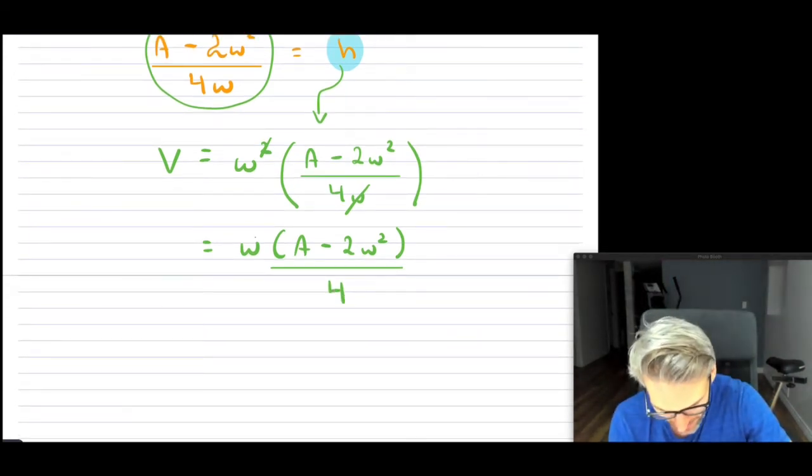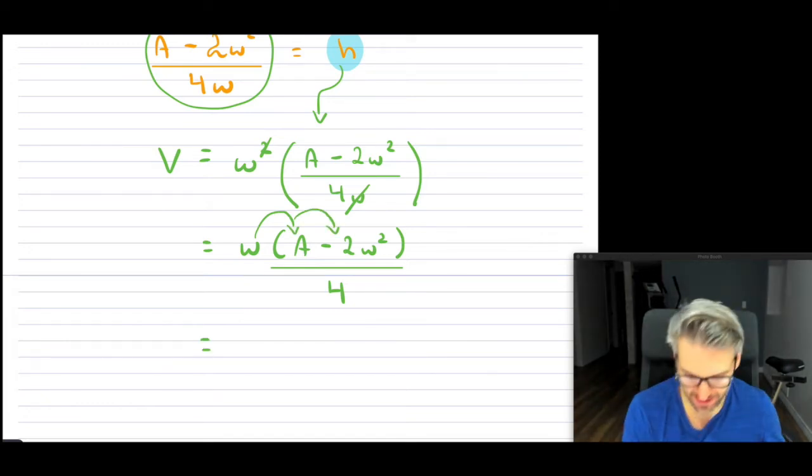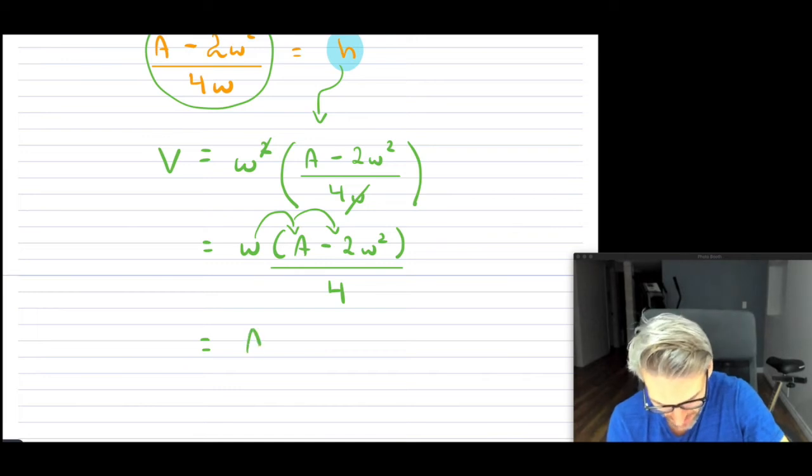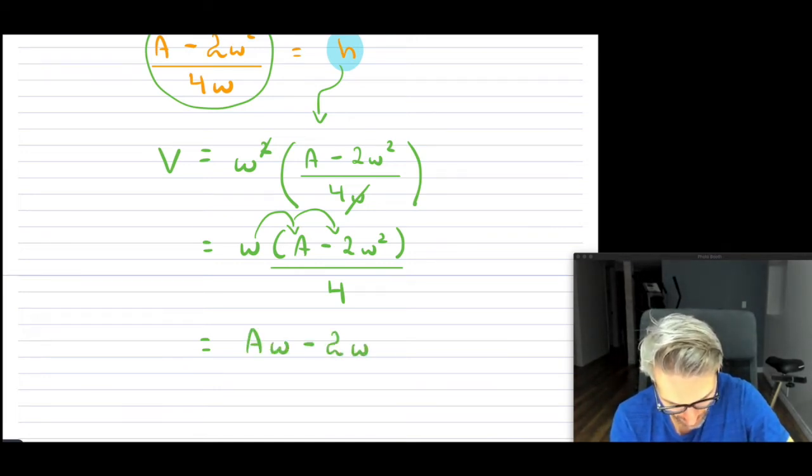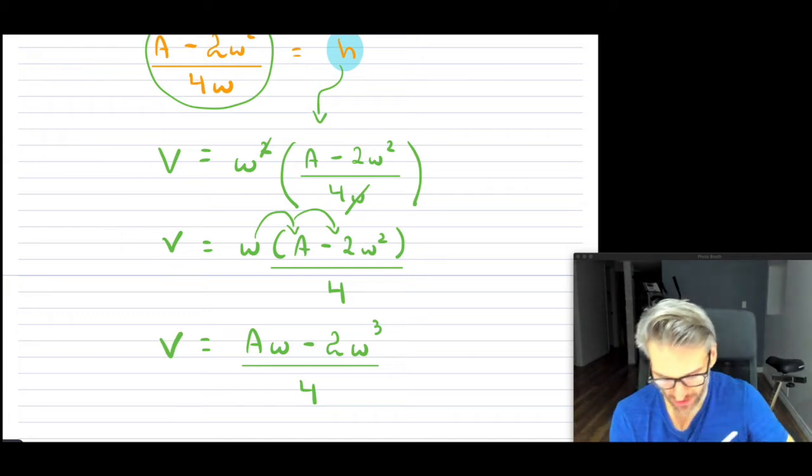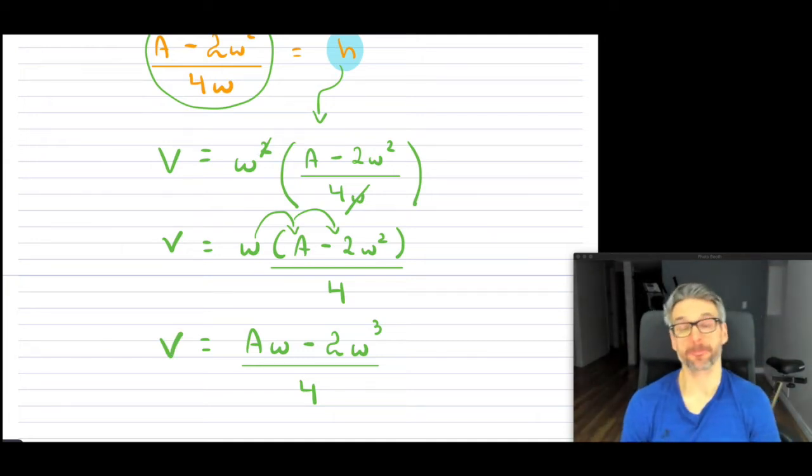Now, if I bring this inside of the bracket, I can just simply have a w minus 2w cubed, and the whole thing will be divided by 4. So that's my volume. It's a little bit of manipulation. Not everybody likes it, but that's what we have.